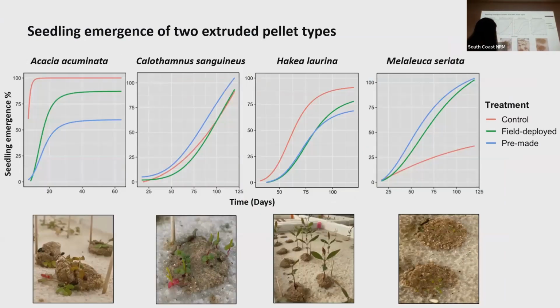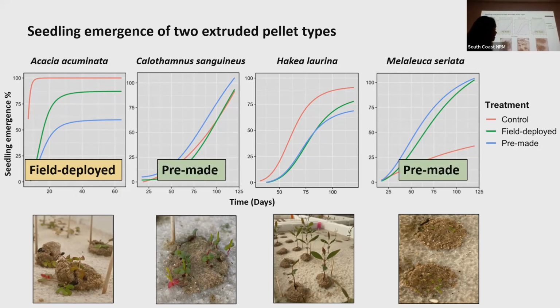Similar to the first experiment, seedling emergence percentage was plotted against time for 4 species. As you can see in Acacia acuminata, field diploid pellet, which is shown in green color, emerged best. When we compare control and field diploid pellets, there was no significant difference between these 2. So we selected field diploid pellet for Acacia. In Calathumnus and Melaleuca, pre-made pellet shown in green color emerged up to 100%, and they all passed the control. So we selected pre-made pellet.